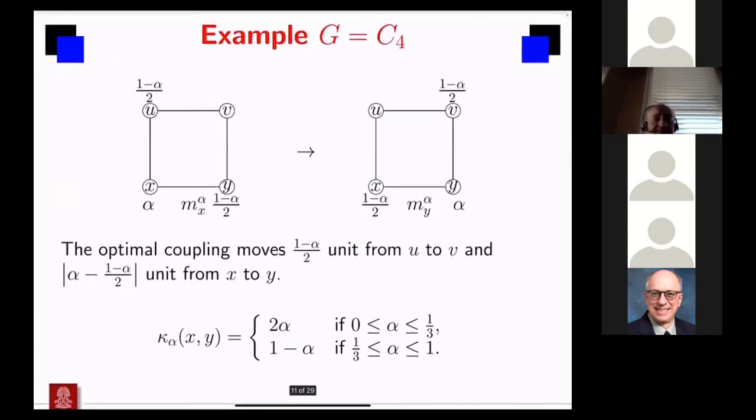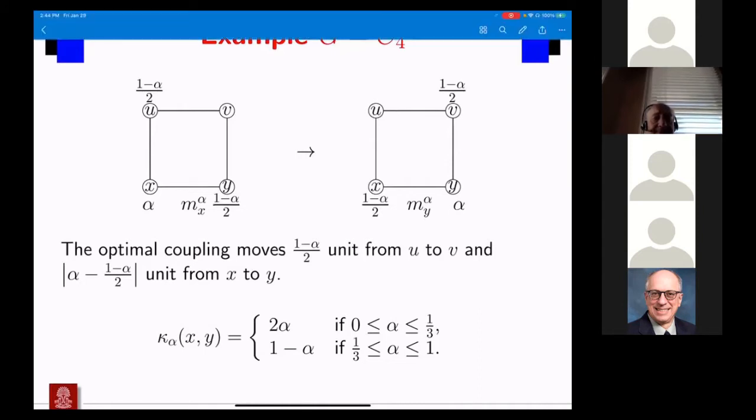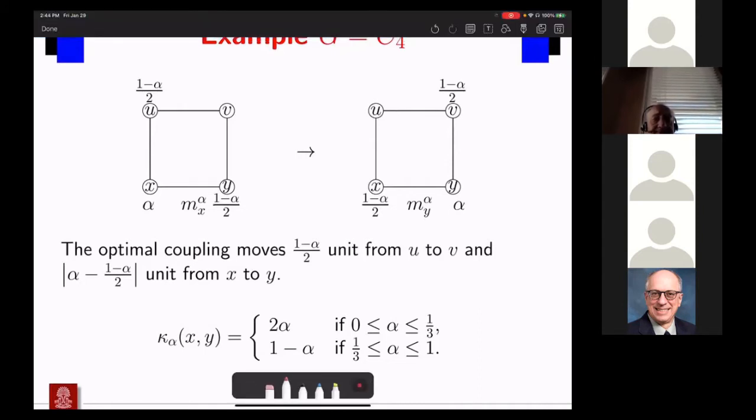Here is the graph C4, and one distribution has alpha centered at X, and then you have 1 minus alpha spread over the neighborhood. And then you want to move to another distribution. What is the optimal way to do it? You move the 1 minus alpha over 2 units from U to V, and move the alpha minus (1 minus alpha) units from X to Y.